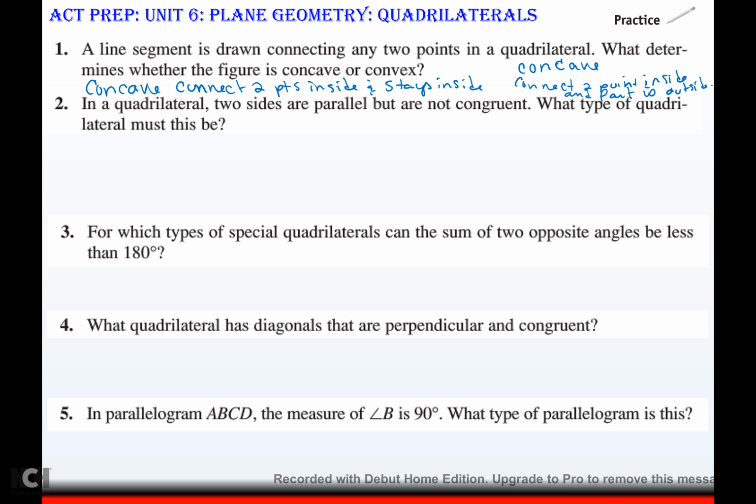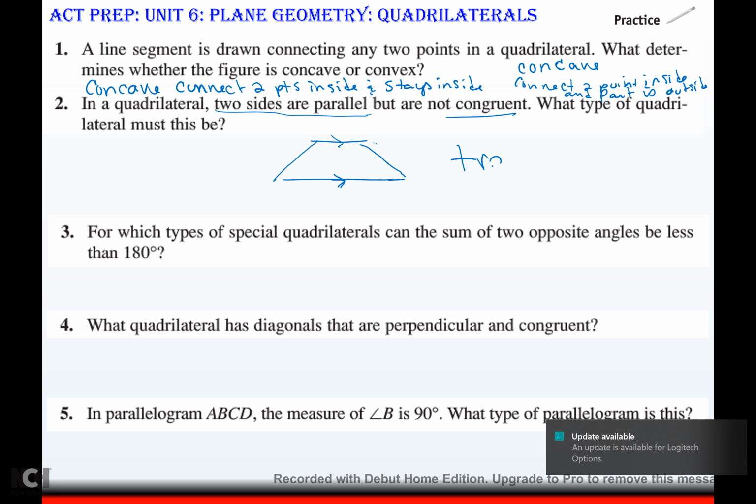Okay, 2, in a quadrilateral, 2 sides are parallel but are not congruent. What type of quadrilateral must this be? Okay, it just says that 2 sides are parallel but are not congruent. Well, that makes me think of a trapezoid, because it has 1 pair of parallel sides, but they are not congruent because these 2 sides do this. So it would be a trapezoid.